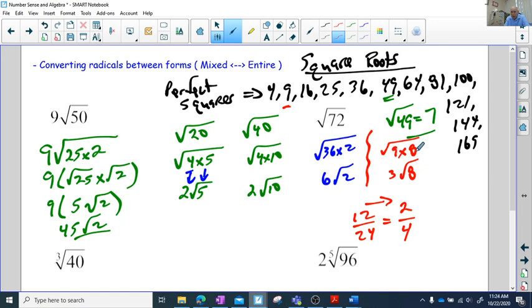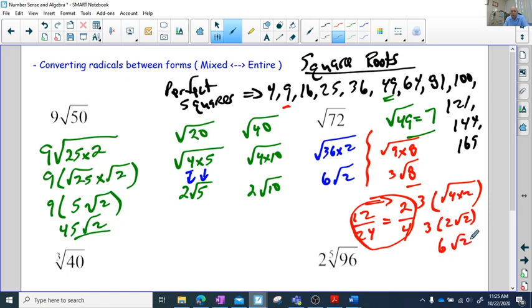This does work. 9 times 8 does give me 72, but you didn't pick the biggest perfect square. So then when you get to here, you'd have to say, oh, wait a second. This still has a perfect square that divides into it. So I'd have to keep going. So 8 is now 4 times 2. The square root of 4 is 2. And you'd still have your 2 underneath. 3 times 2 would be 6, radical 2.